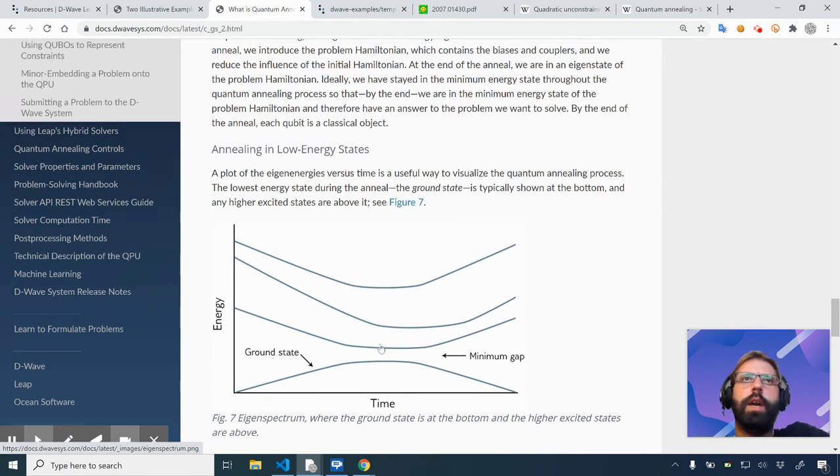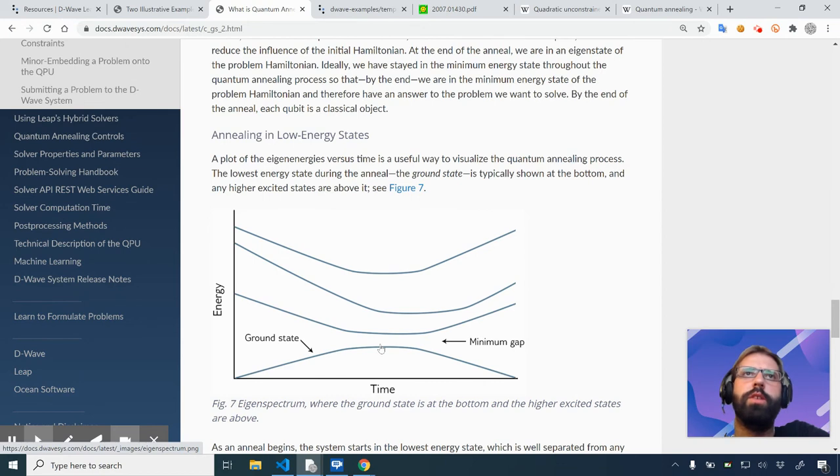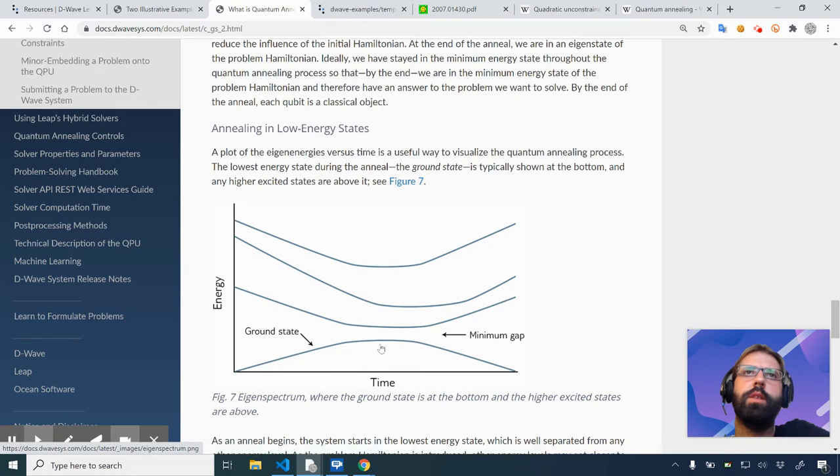The plot of the eigenenergies versus time is a useful way to visualize the quantum annealing process. The lowest energy state during the anneal, the ground state, is typically shown at the bottom, and any excited states are above it.